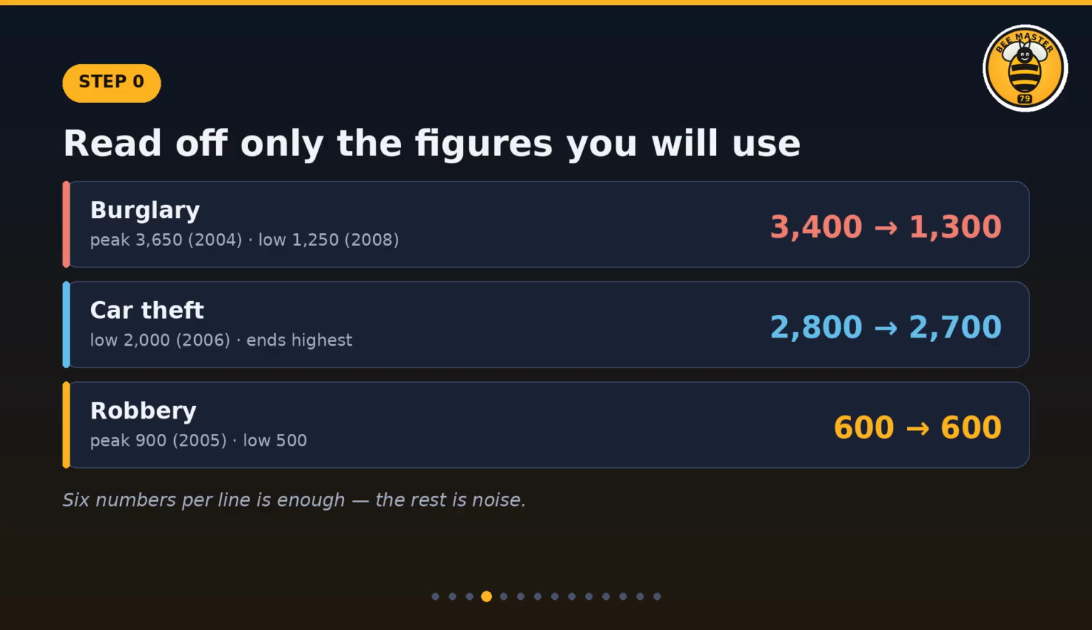Now read off the numbers you actually need. Burglary starts at about 3,400 and ends at about 1,300, peaking at 3,650 in 2004 and hitting its low of 1,250 in 2008. Car theft starts near 2,800, drops to 2,000 in 2006 and finishes at around 2,700. Robbery begins and ends at roughly 600 with a small peak of 900 in 2005. 6 numbers per line is plenty.